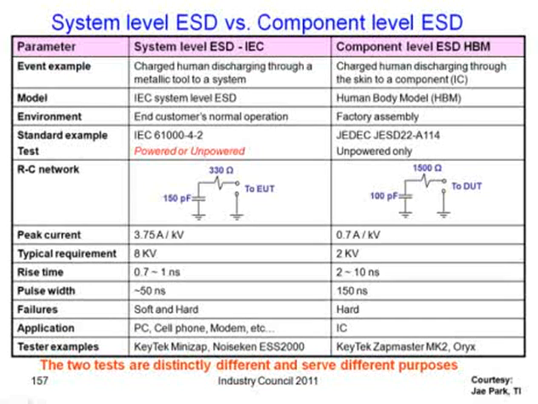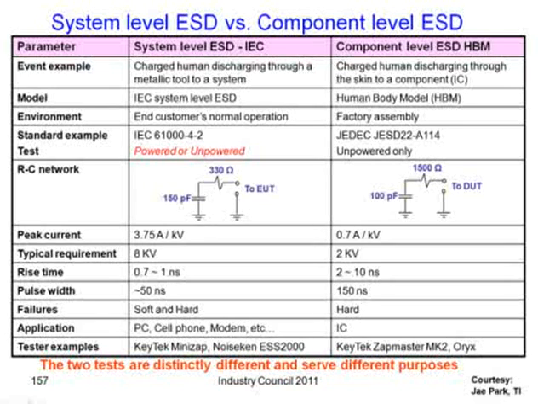HBM test. HBM test is 100 pF, 1500 ohms with the device under test. It's 0.7 amps of current for each 1 kilovolt of test. So let's say for 2 kV, it's about 1.4 amps, or typically about 1.3 amps. Okay? Whereas system level test is 3.75 amps for each kilovolt.